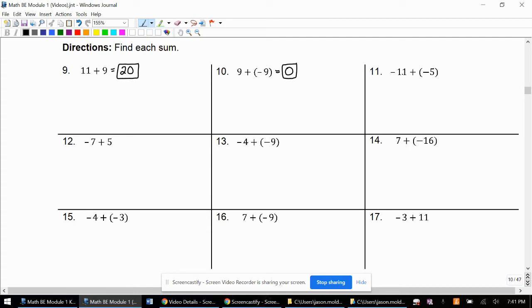Number 11, we have shaded and shaded, which means nothing's going to cancel. I'm almost going to treat this as if it's positive. 11 plus 5 is 16. And I'm going to tack on the negative.